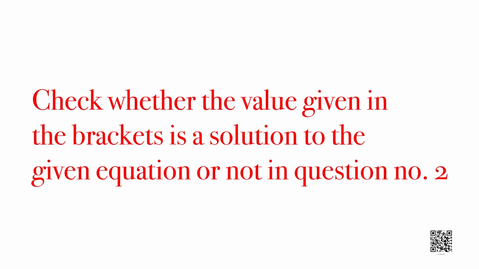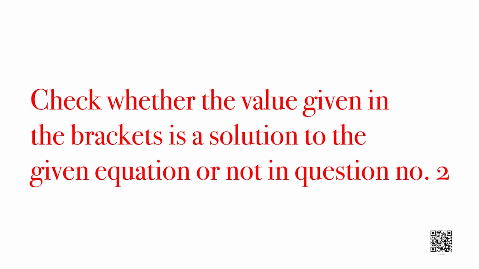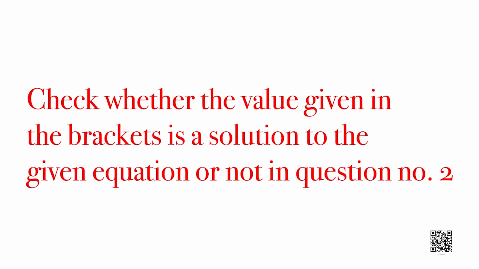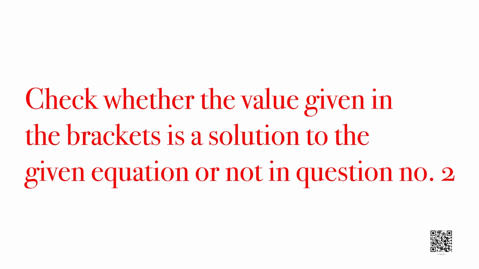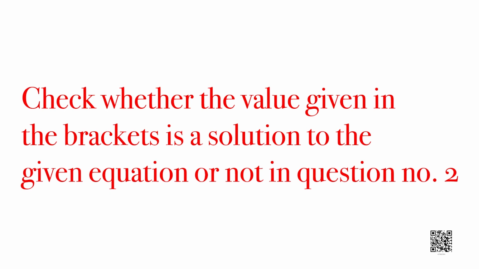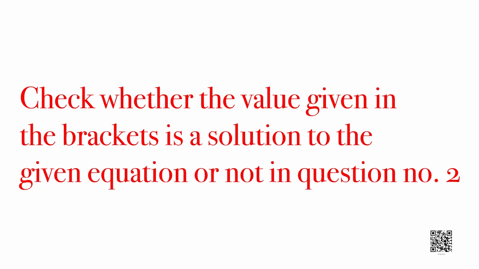Now, we will do the second question. Checking whether the value given in the brackets is a solution to the given equation or not. The first equation is n plus 5 is equal to 19, whereas n is equal to 1. So, students, putting the value of n in the equation, if n is equal to 1, the equation will be 1 plus 5 is equal to 19, which is not correct. Therefore, the value given is not the solution.